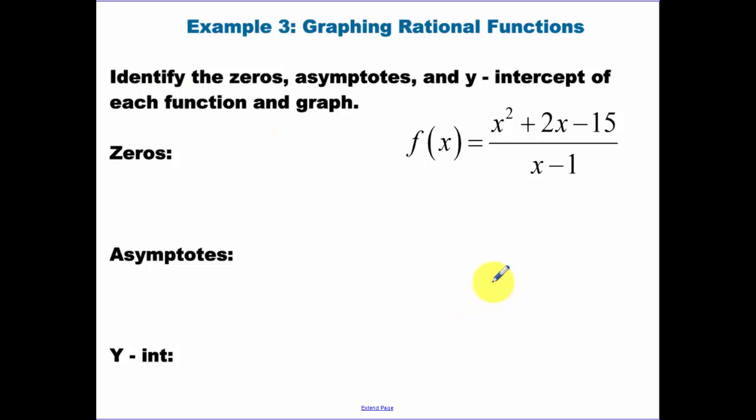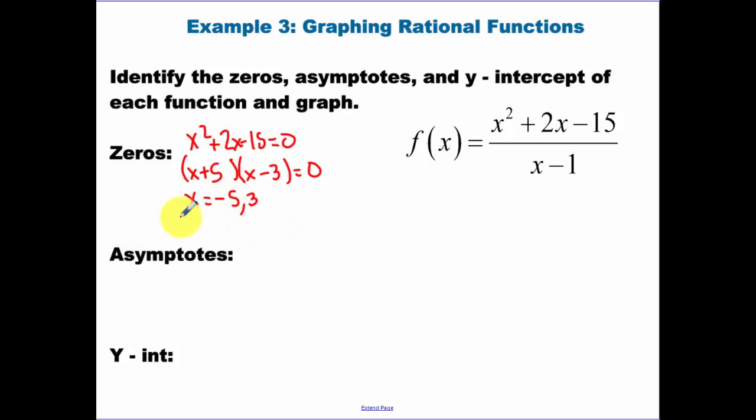Okay, our next one. And everybody, zeros, asymptotes, y-intercept, and graph. Zeros are again when the top equals 0. So I'm going to factor that now. We have a +5 and -3. So our zeros are -5 and 3. Make sure you graph those. Those are points now, so this is new. We have (-5, 0) and (3, 0) that we're going to graph.